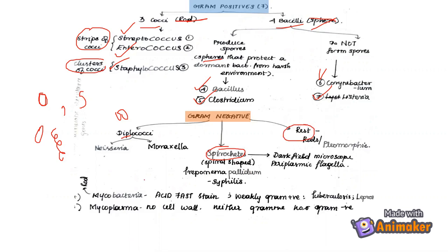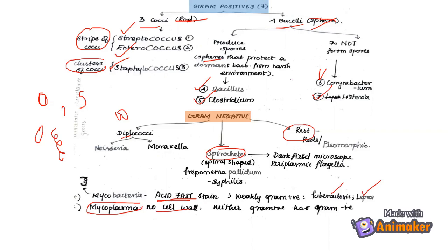Coming to the exceptions, mycobacteria. Mycobacteria stain weakly, so they are weakly gram-positive, but they stain better with a special stain called acid-fast stain. This special group includes organisms which cause tuberculosis and leprosy. Also, mycoplasma has no cell wall, so it is neither gram-positive nor gram-negative.